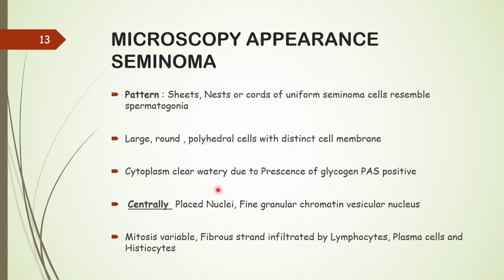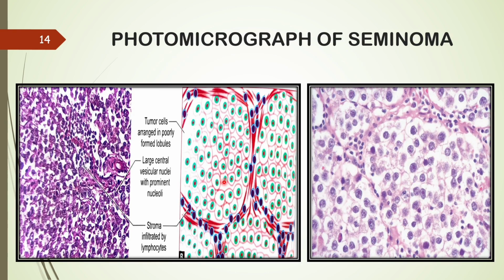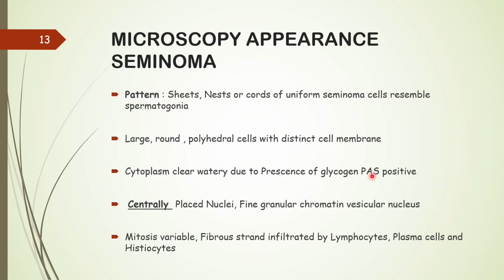So these are the cells. The appearance of seminoma is that the cells are large, round, polyhedral with well-defined, distinct cell borders. And if you observe carefully, the cytoplasm is clear. Here also you can see that the cytoplasm is clear. The cytoplasm is clear and watery because of the presence of glycogen. It can be PAS positive. It shows PAS positivity as a pink color. So due to the presence of glycogen, it shows clearing, right? Alright, and the nucleus is centrally placed, vesicular, with granular chromatin.